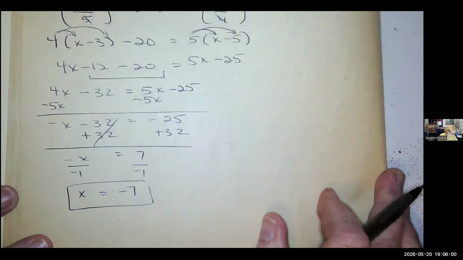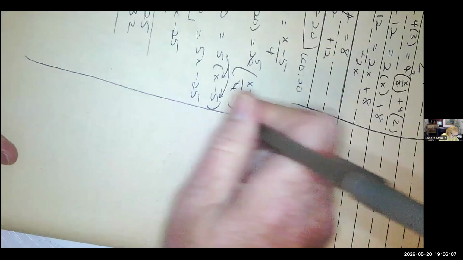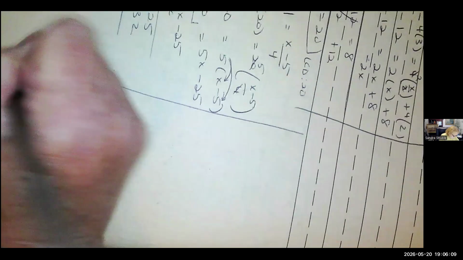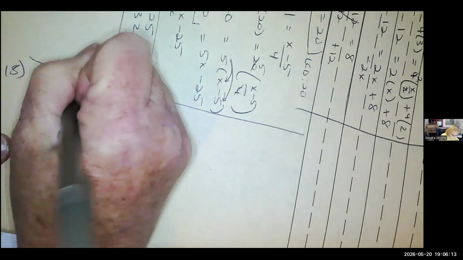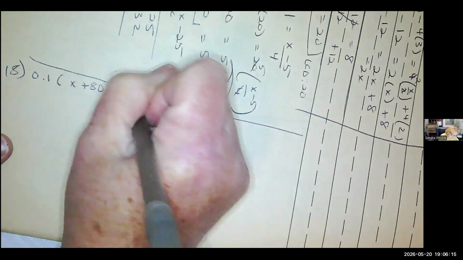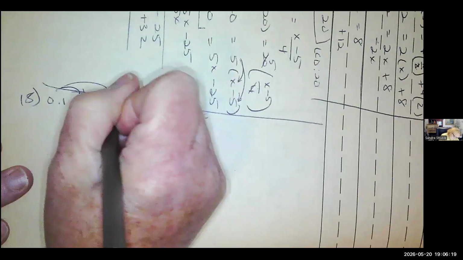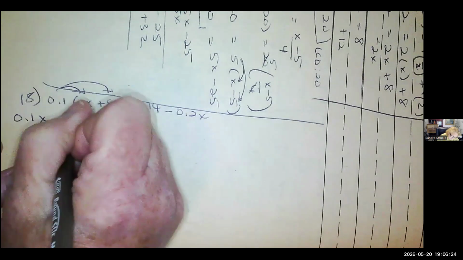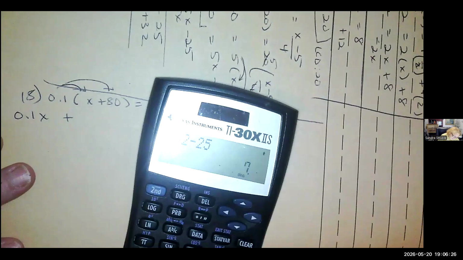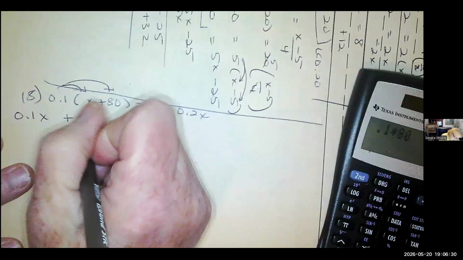Do I have room for it? I turn it sideways. So 18 is 0.1 times (x plus 80) equals 14 minus 0.2x. I need to distribute. 0.1 times x is 0.1x. 0.1 times 80 should be 8. Yep. Equals 14 minus 0.2x.